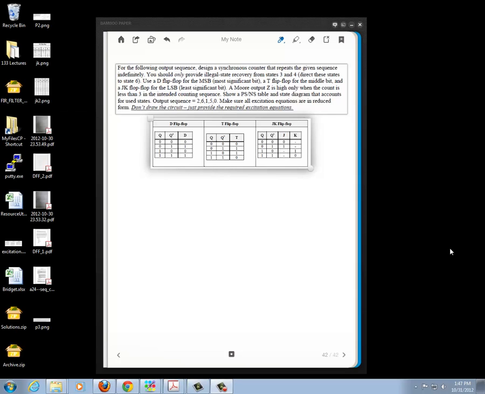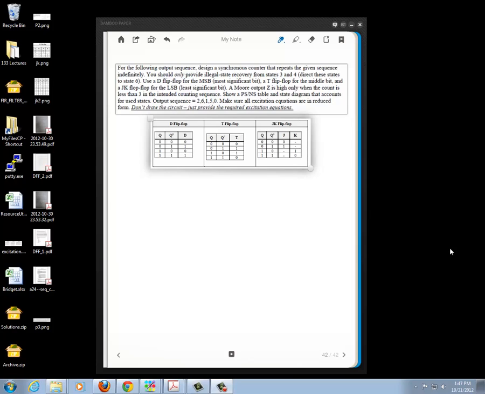So now we're going to work on another finite state machine problem, this time going from a design description and state machine to an FSM circuit. We had just completed going from an FSM circuit to a state machine, so now we're going to go in reverse. So here's our problem description.